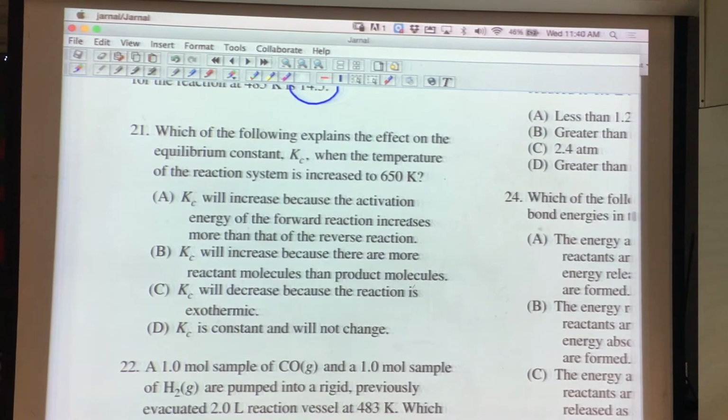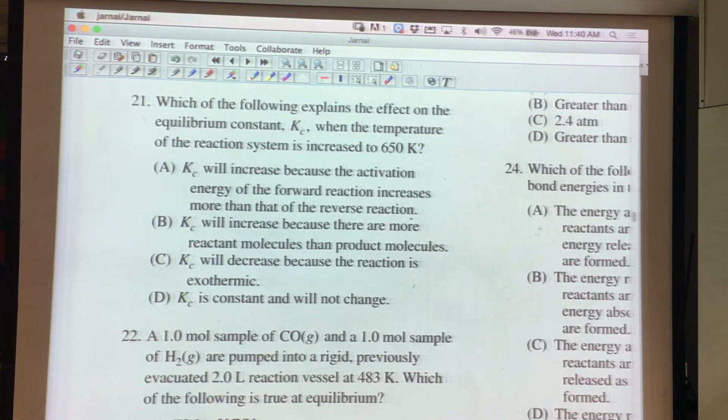Now, 21. Which of the following explains the effect of the equilibrium constant Kc? Mr. Grotsky, what's Kc? What's Ka? What's Kb? What's Keq? What's Ksp? It's all the same thing. Kc just means equilibrium constant. We're using concentrations. If you see Kp, what do you think it's talking about? Pressures.